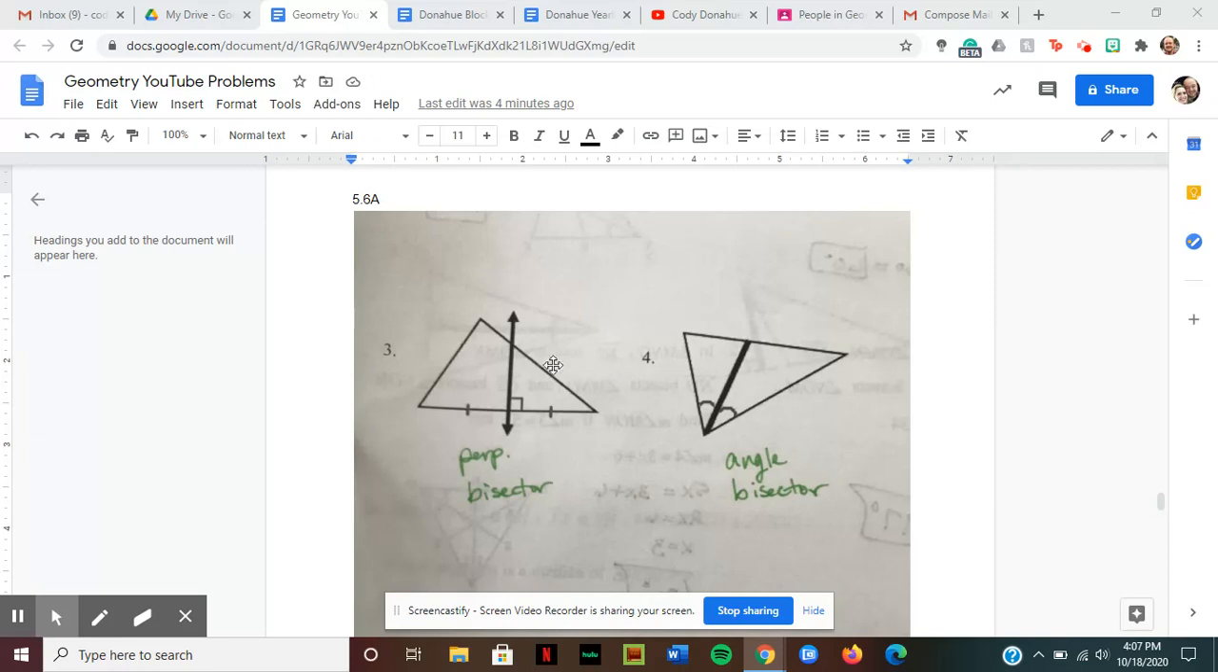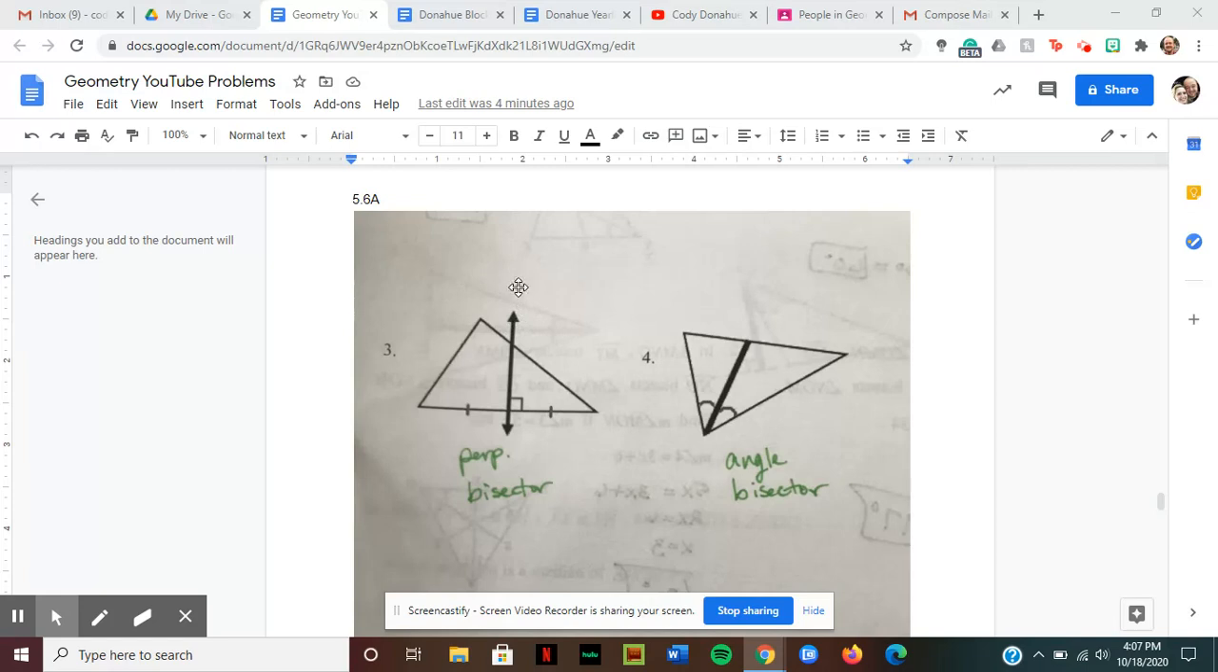So for number 3, for example, we are asked to determine, is it an altitude, an angle bisector, a perpendicular bisector, or none of the above? Well, an altitude would have to start from a vertex and then drop down to be perpendicular with the side. Since this line doesn't start from a vertex, that's not going to help us. An angle bisector also would have to start from a vertex, because an angle bisector would be cutting an angle into two. So this line isn't going to classify as an angle bisector either.